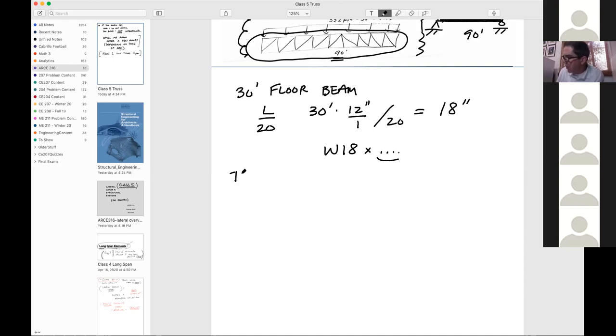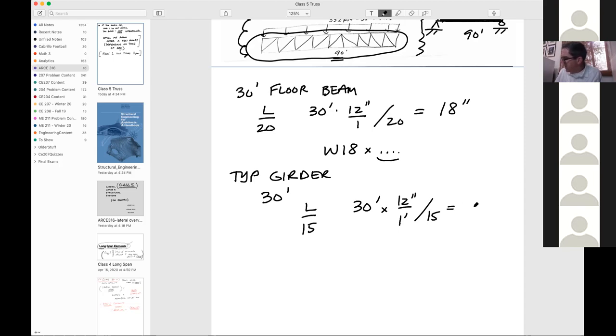All right, for a typical girder, and on that floor plan the girders were 30 foot, and for a girder it's L over 15. It's shorter, so those girders are going to have more load on them. So we've got 30 feet times 12 inches per foot divided by 15. That's going to give us about 24 inches. So you would use a W24 by something, or you would use a larger, deeper section. That would just be the minimum that would be needed.